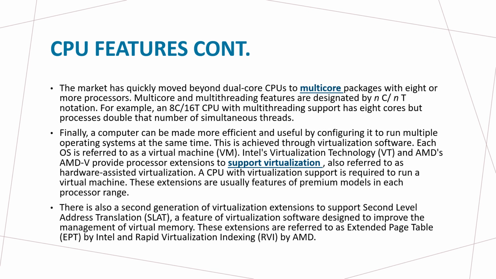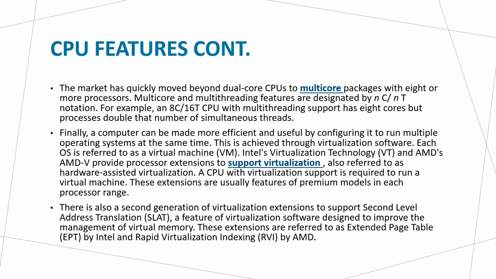Continuing with CPU, the market has quickly moved beyond dual-core CPUs to multi-core packages with eight or more processors. Multi-core, multi-threading features are designated by NC/NT notation. For example, an 8C/16T CPU with multi-threading support has 8 cores, but processes double that number of simultaneous threads.